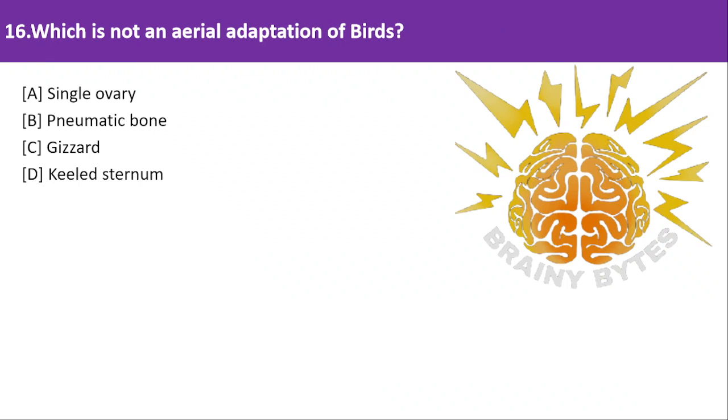Question number 16. Which is not an aerial adaptation of birds? Options are: A. Single ovary, B. Pneumatic bone, C. Gizzard, D. Keeled sternum. Correct option is gizzard.